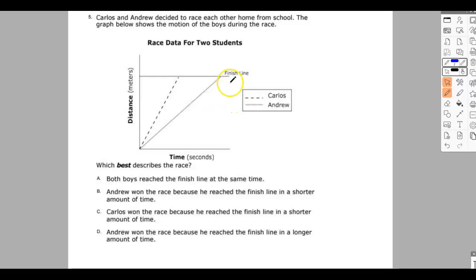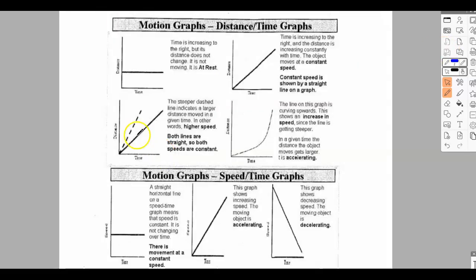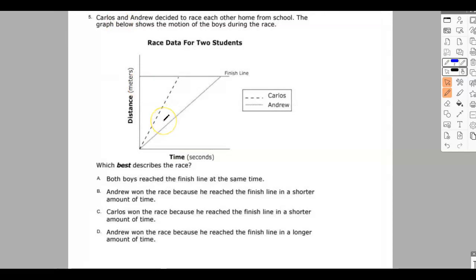So let's look at this. Seriously, look at how similar this graph and this graph are. Very similar. We know that Carlos is the steeper line and Carlos won the race. A says both boys finished the finish line at the same time. Now, I know you're looking at this finish line saying they're touching it, but look at how much time it took. So they did not reach it at the same time.